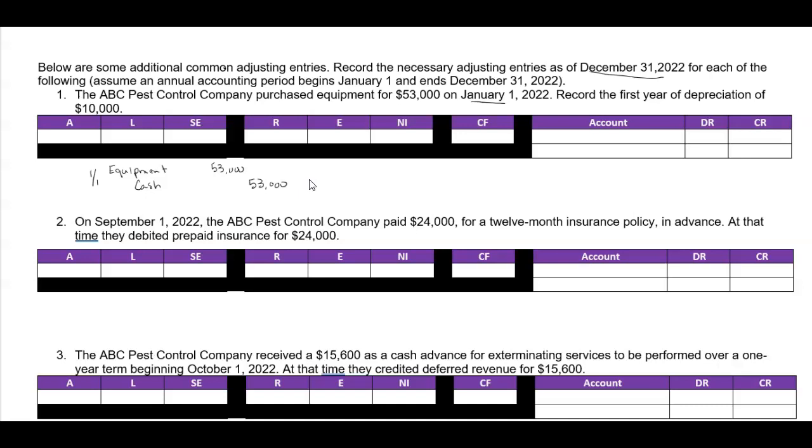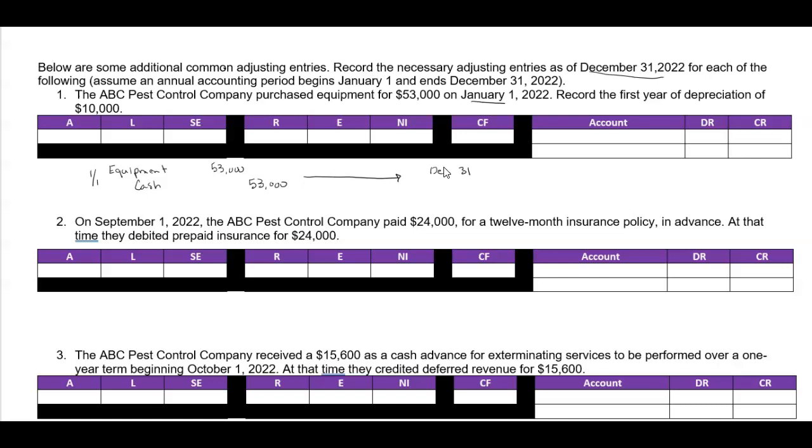Now, we use this asset to generate revenues, and December 31st rolls around. Do we still have the same life that we can use this asset for as we did when we bought it? Well, absolutely not. Think of your car. Every year you use your car, you get 1 year less of life. You've used it for that year in order to produce revenues for you as an individual.